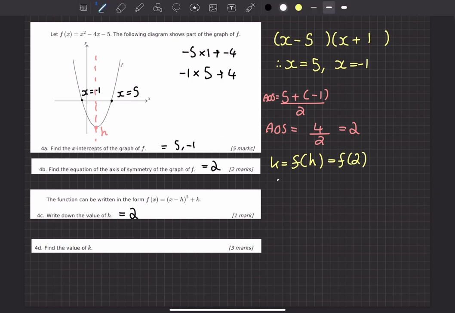So if f of x equals x squared minus 4x minus 5, the function of 2 would be 4 minus 8 minus 5, which would be minus 9. So k in this case is minus 9.